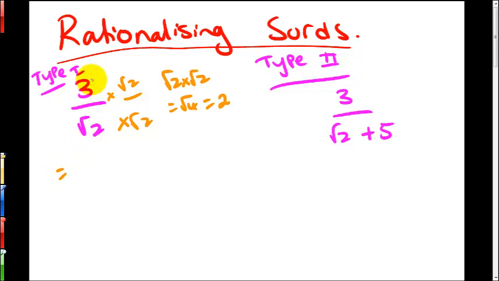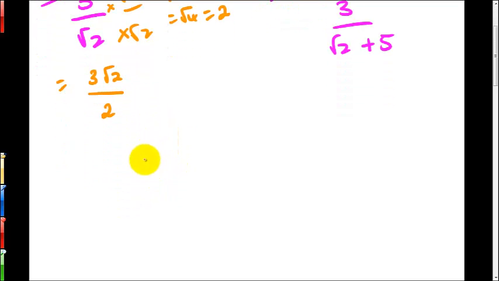Now, what's 3 times root 2? That's 3 root 2 over, what's root 2 times root 2? Well, we just worked that out. That's root 4, which becomes 2. That's it. That's your answer. Yes, easy. So let's do another one.